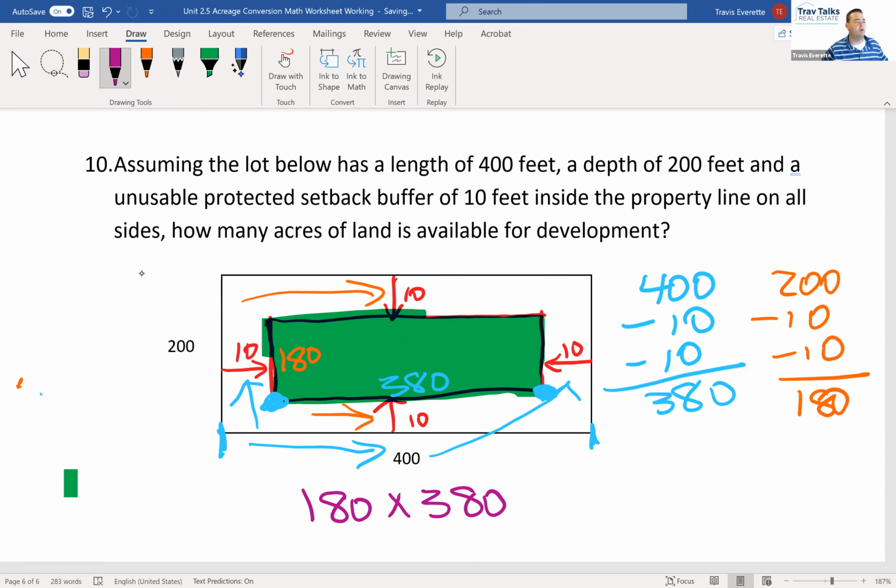Now, this is a really involved question. This requires a lot of thought, but visually seeing it should help you a lot, because you're losing not just 10 feet on one side of the property, you're losing 20 feet because you're losing it on the left and on the right. You're not just losing 10 feet on the depth, you're losing 10 feet on the front and 10 feet on the back. So that's 20 feet you're losing each way. So what you've got is 180 by 380. And if we do that math, we end up with 68,400 square feet that are available.